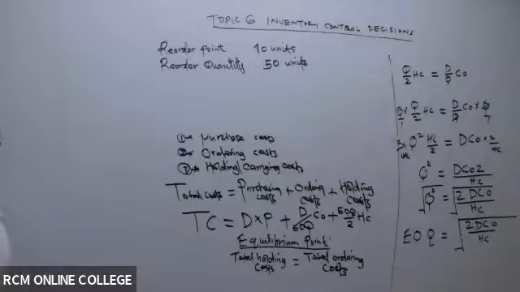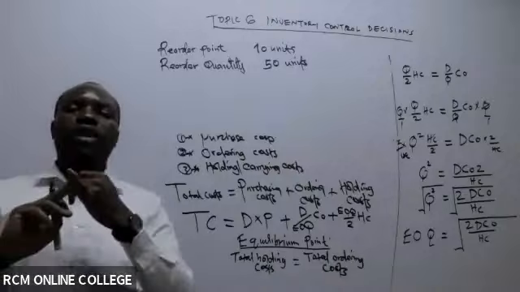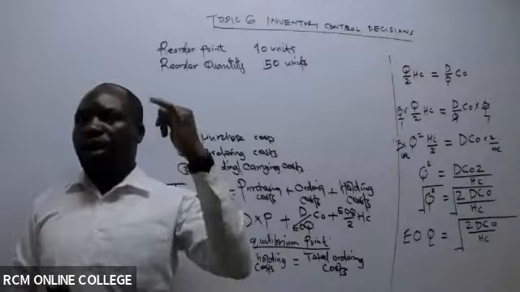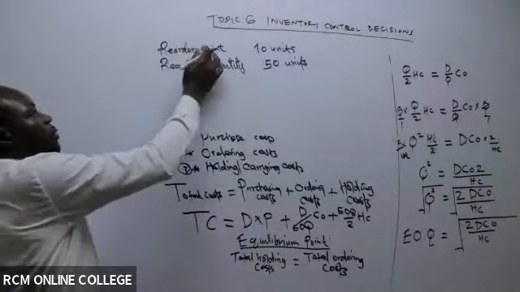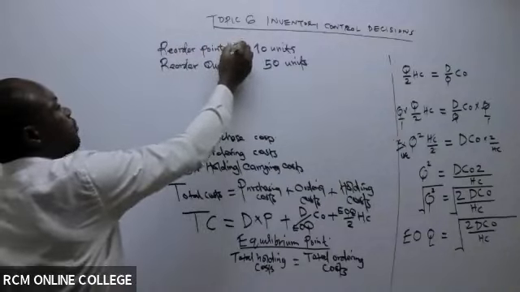Then from that particular point, number one, we have been able to identify the reorder point. We now understand what reorder point is. Another name for reorder point, of course, can be reorder level.